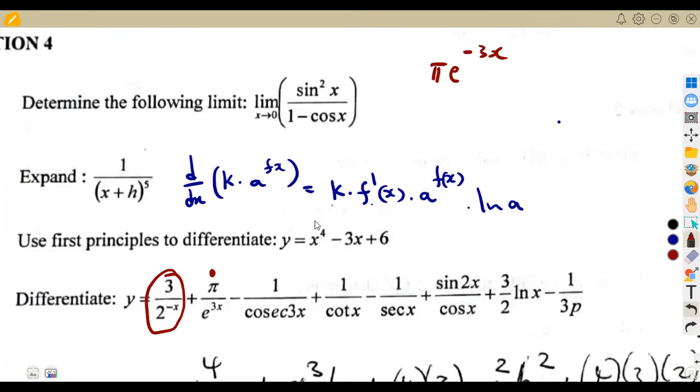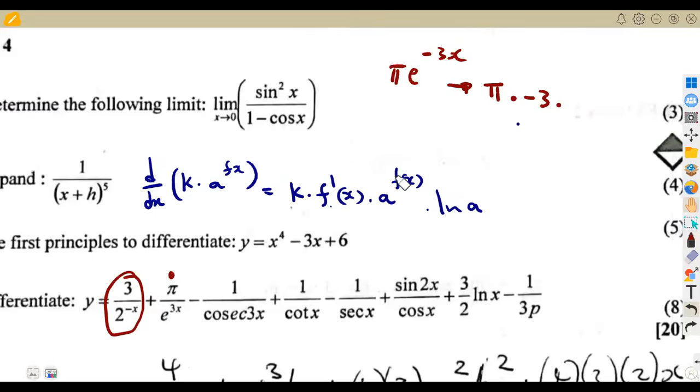As you can see, we are back to the same scenario here, whereby our k is pi. So the derivative of this is going to be pi times the first derivative of f of x. The function of x is minus 3x. The derivative there is negative 3 times a to the exponent of f of x, which is this e as it is. So it's e to the exponent of minus 3x times the ln of a, which is the base, which is the ln of e. And we understand that the ln of e is equal to 1.